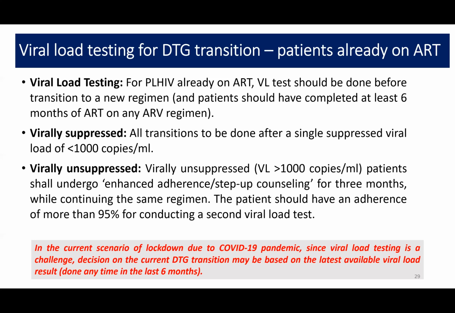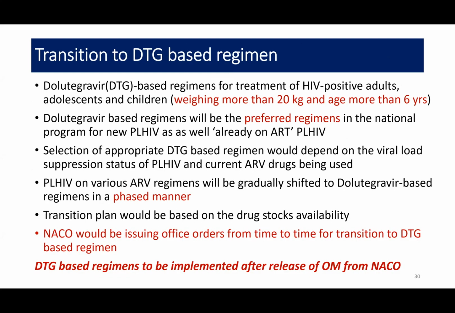So a dolutegravir based regimen is for treatment of HIV positive adults, adolescents and children, and it can be used for anyone weighing more than 20 kg and aged more than 6 years.